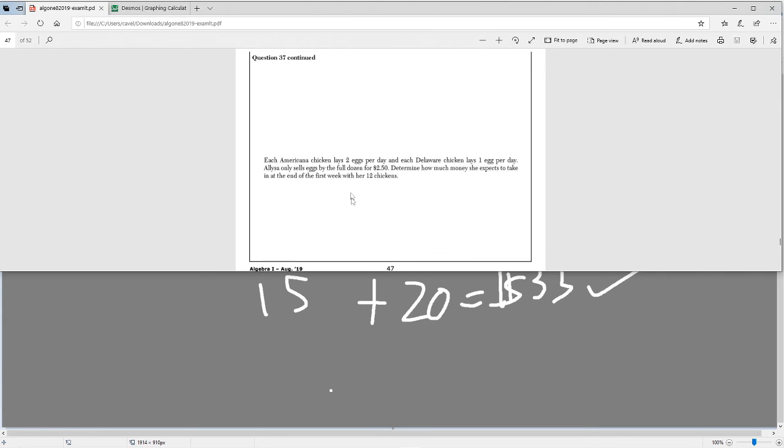Okay. Let's see. Each American chicken lays 2 eggs per day, and each Delaware chicken lays 1 egg per day. Alyssa only sells eggs by the full dozen for $2.50. Determine how much money she expects to take in at the end of the first week with her 12 chickens. Okay.